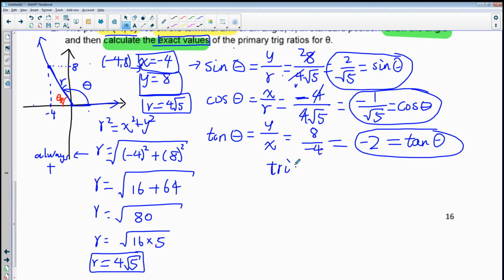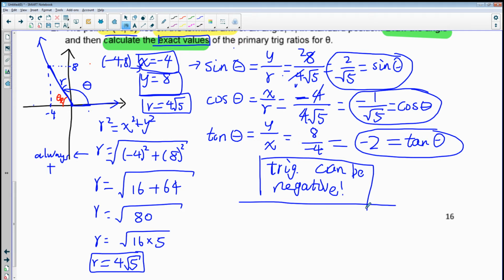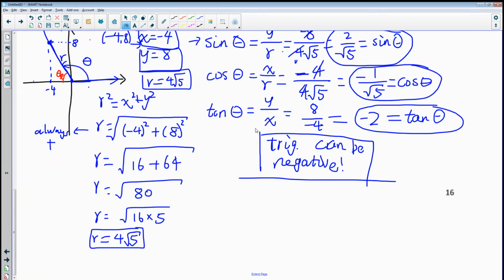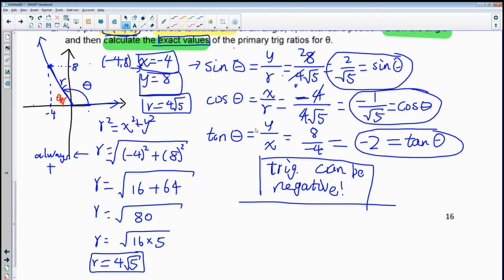Okay, trig values can be negative in Math 20. And often the case they will be. Okay. So with that, this is how you calculate the trig ratios of an angle in standard position if I give a point on its terminal arm.